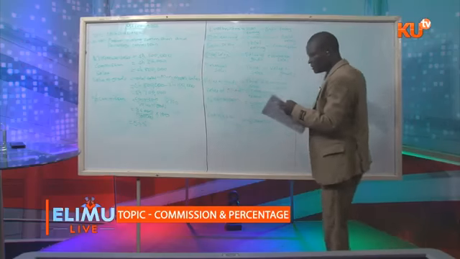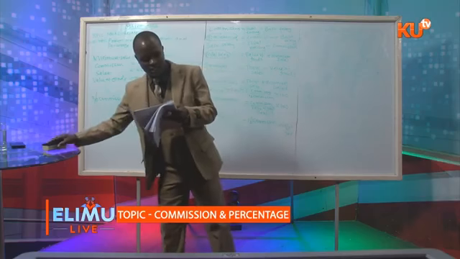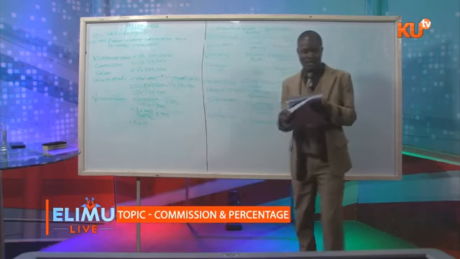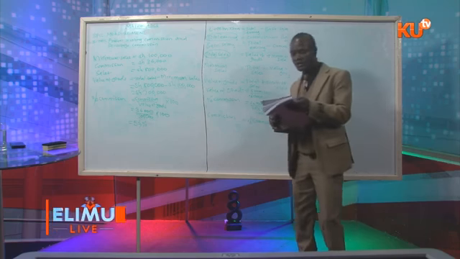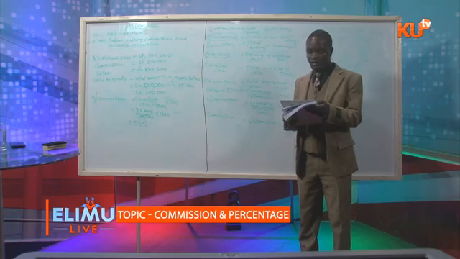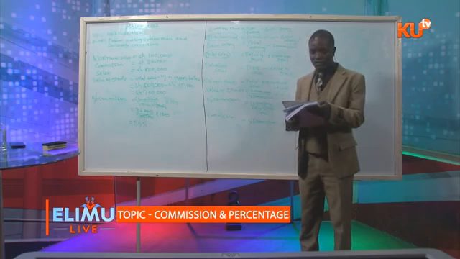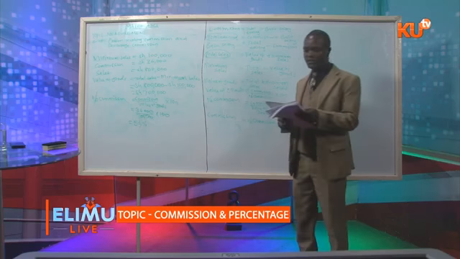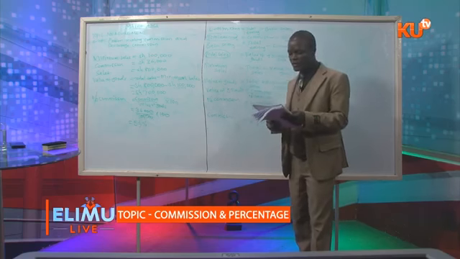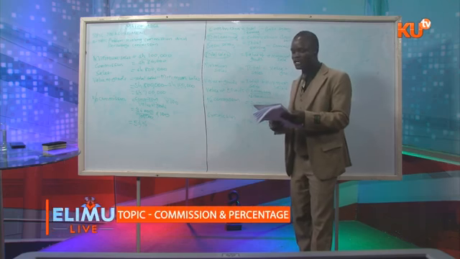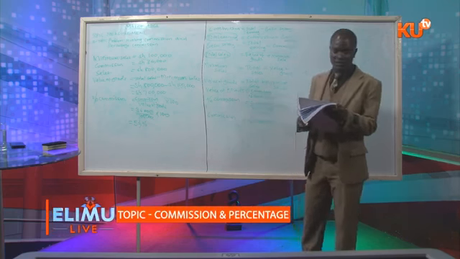So I'll read the question. This is about total earnings. Natasha is paid the basic salary of 12,000 in a month as a sales agent. She's also paid 5% commission on goods sold above 20,000. In a certain month, she sold goods worth 120,000. How much money did she earn in total that month?